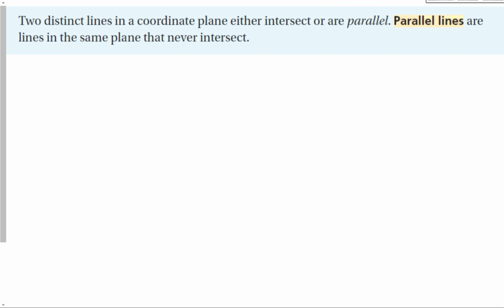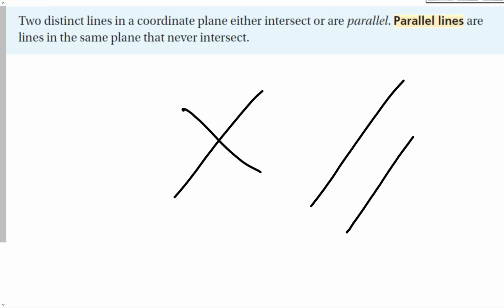So first, two distinct lines in a coordinate plane either intersect somewhere or never intersect. And lines that never intersect are called parallel. Parallel lines are lines in the same plane that never intersect. Now you can have lines that are in different planes that never intersect, and they have a different name. That's called skew lines. Okay, but for now, think of a plane as this flat screen.